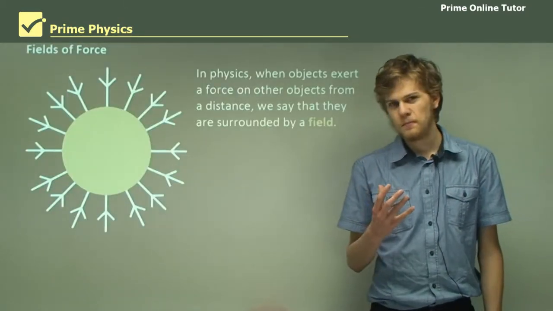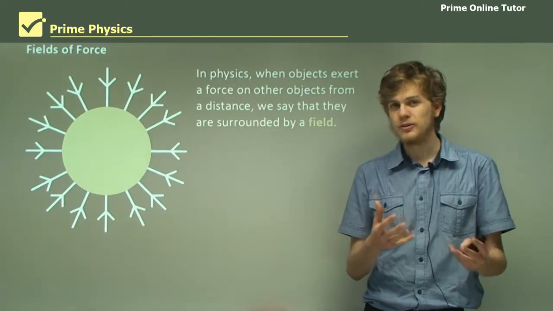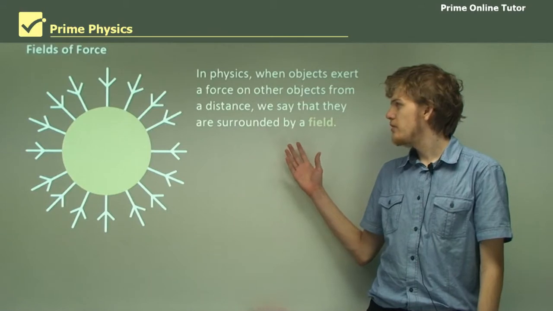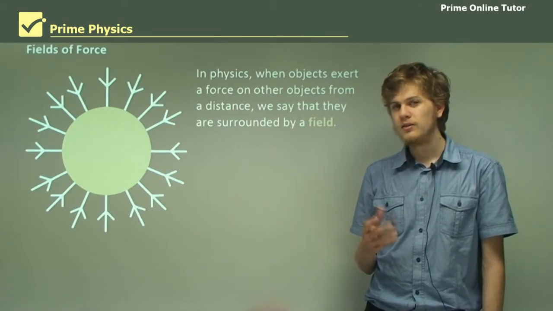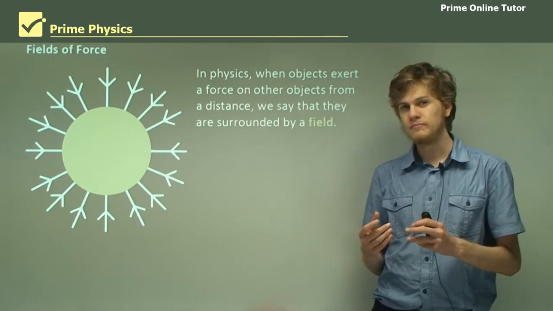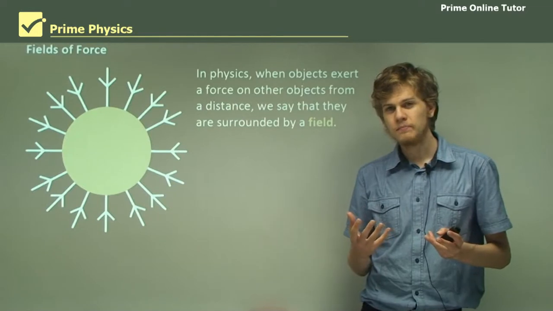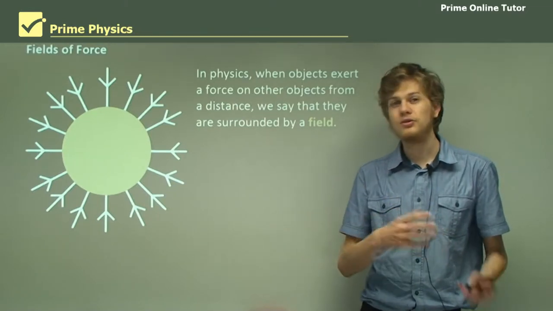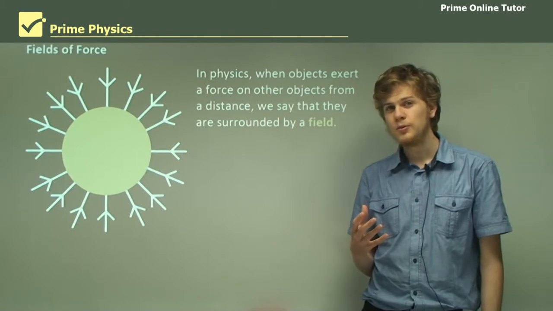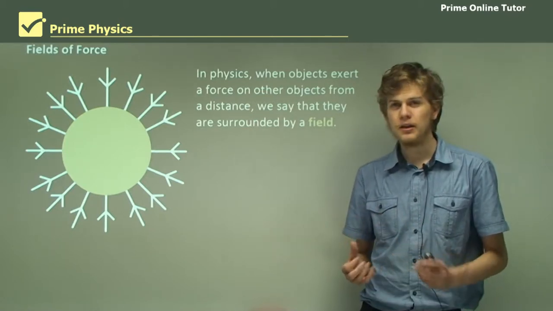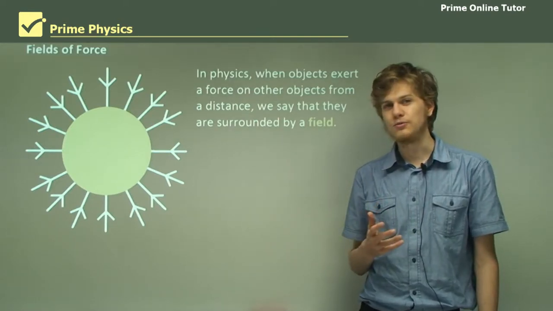Well, in physics, whenever an object attracts another object at a distance without touching it, then we say that the object is surrounded by a field, right? This is true of a number of different fields in physics. We can talk about magnetic fields, which is the area where something can be attracted by a magnet. We can talk about gravitational fields, where something will be attracted by gravity. Or we can talk about electric fields, where things can be attracted by electric charges.